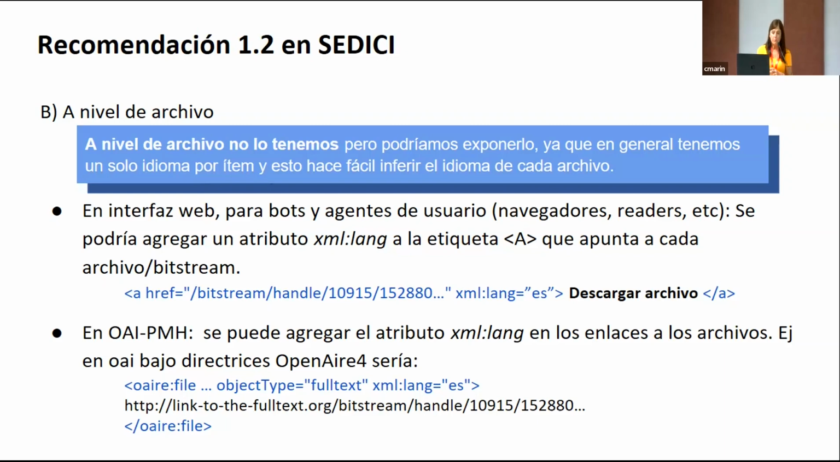En cuanto a la interfaz web, sea para bots y agentes de usuario, navegadores, reader, lo que sea, podríamos agregar un XML lang a la etiqueta A que apunta a cada archivo bitstream, como se muestra allí. Hay una etiqueta href, un determinado ítem de un determinado bitstream y la indicación de cómo se debería poner el language. Y en OAI-PMH también se podría agregar el atributo xml:lang en los enlaces a los archivos. Por ejemplo, ahí se está mostrando cómo sería con las directrices OpenAIRE 4.